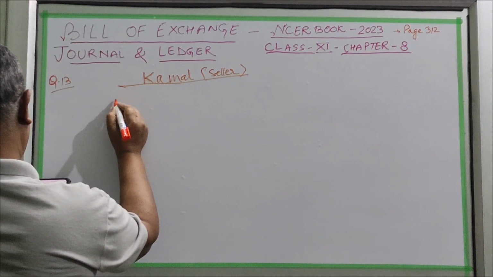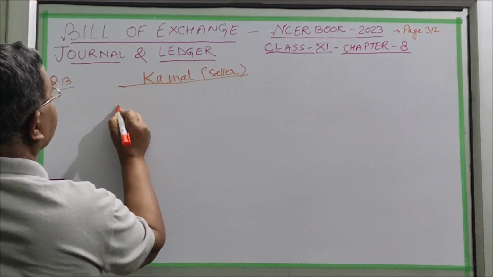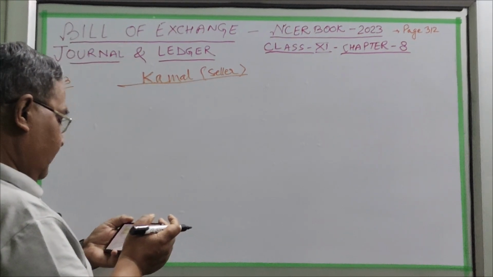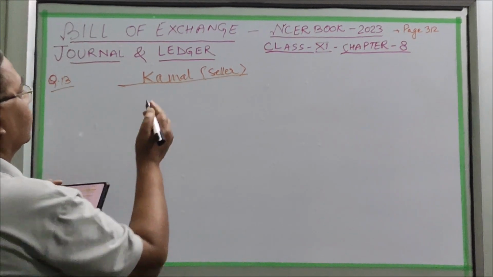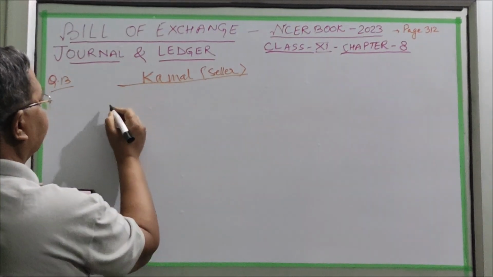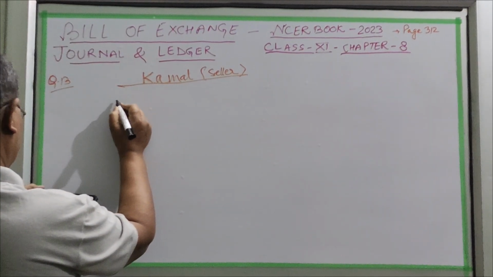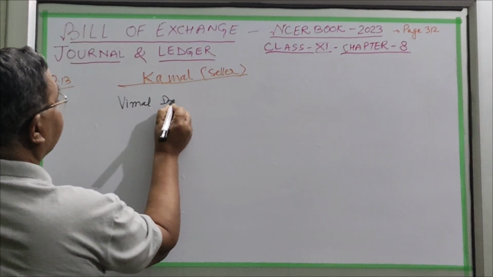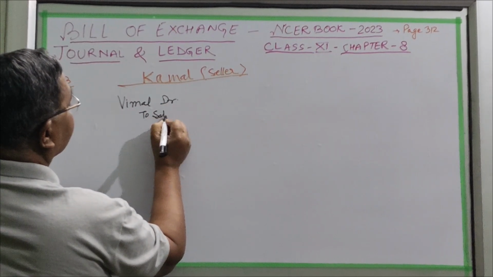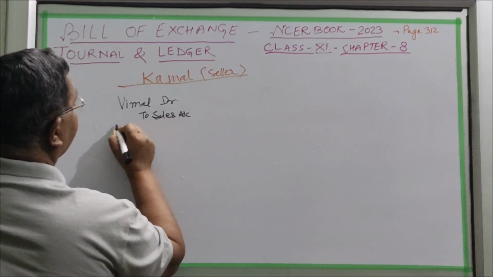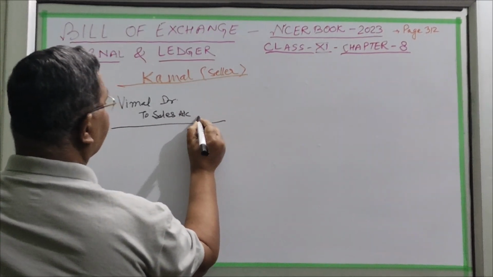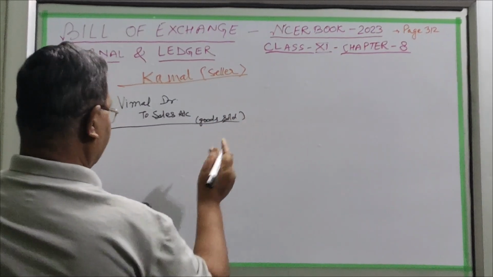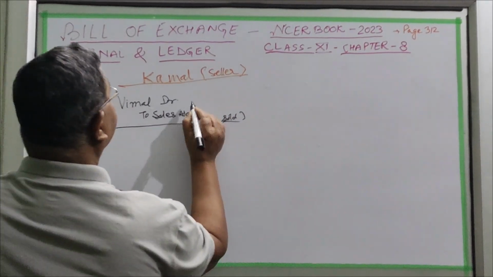So what will Kamal do? Vimal purchased goods from Kamal, so Kamal is the seller. What will he write in his book? He will debit Vimal. Vimal debit, to sales account. Narration is goods sold. Of 25,000.